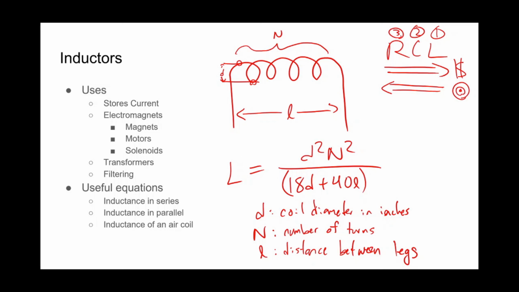That wraps it up for passive components. So we've talked about resistors, we've talked about capacitors, we've talked about inductors, we've talked about voltage dividers, we've talked about filters, high pass and low pass. We've talked about all kinds of stuff. Hopefully a lot of this made sense.